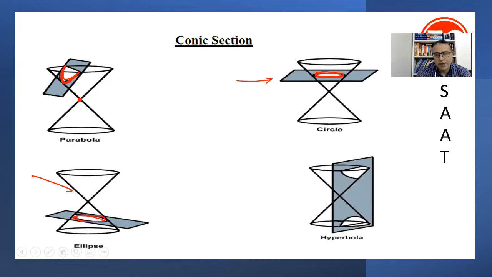But if you cut the plane into the two cones together, it will give you a hyperbola. What do I need to know about the conic sections in the SAAT? You need to know the equation, how to graph it, and how to find the vertices and the foci. Let's go through it, and inshallah you will find it easy.